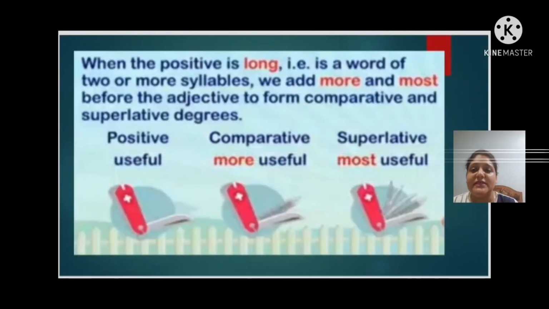When the positive is long, that is a word of two or more syllables, we add more and most before the adjective to form comparative and superlative degrees. We add the words more and most to make it comparative or superlative degree. Let us see example: useful, more useful, most useful. Difficult will be more difficult, most difficult. Intelligent, more intelligent, most intelligent.